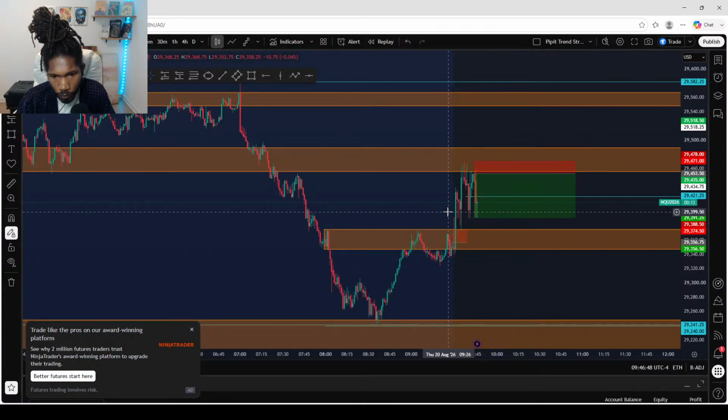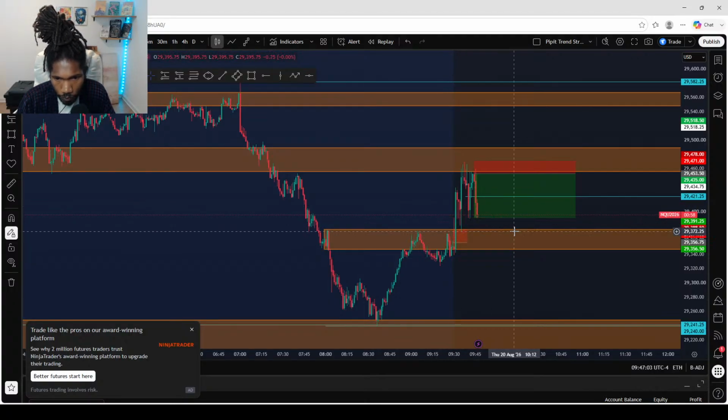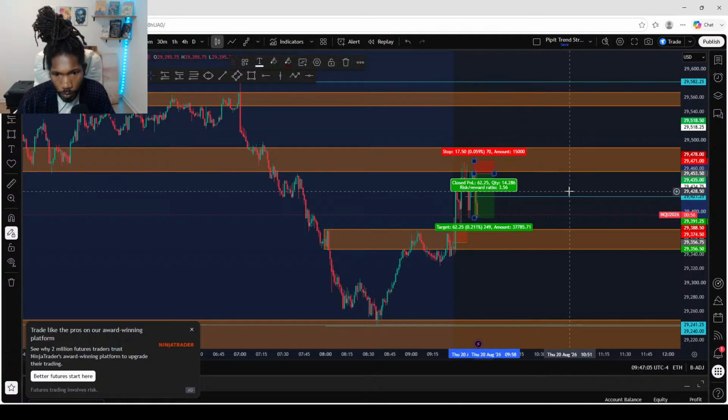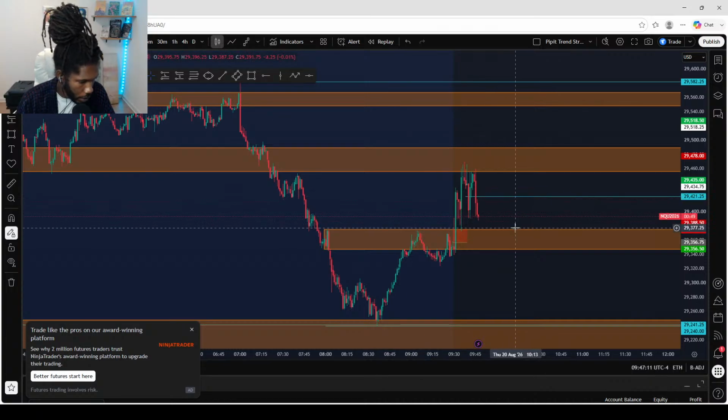Getting some wicks off of this level. Boom. It actually hit. Took out the low. Took out TP2. Took out TP3. Could be taking out TP4, which is top of this zone. So we actually missed this move. Let's go ahead and delete that. Boom. That is null and void now.